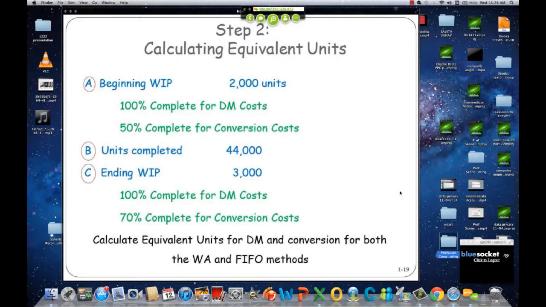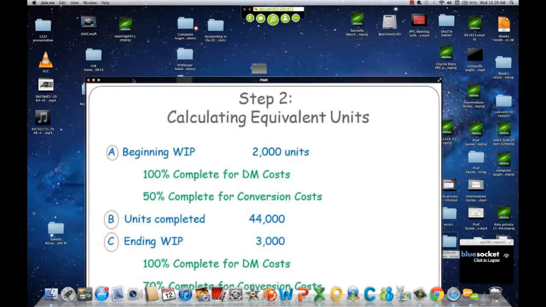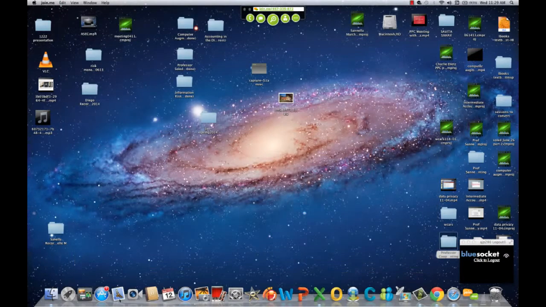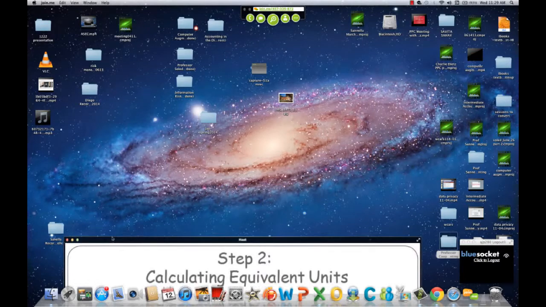Does that make sense? You got that? Okay. And then 3,000 were started in February. These are the last ones to start. They were started on February 22nd, and we couldn't get done with them. They'll be finished in March. That's given there. But they were started in February.